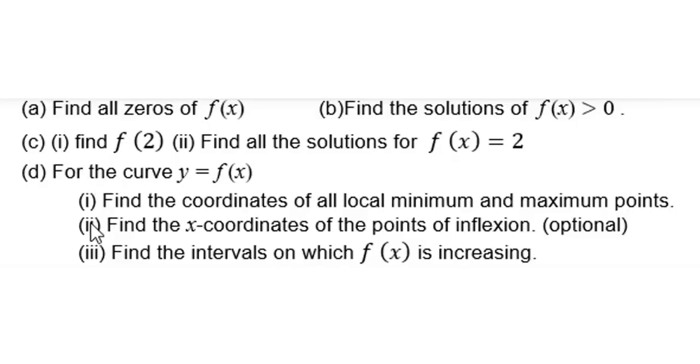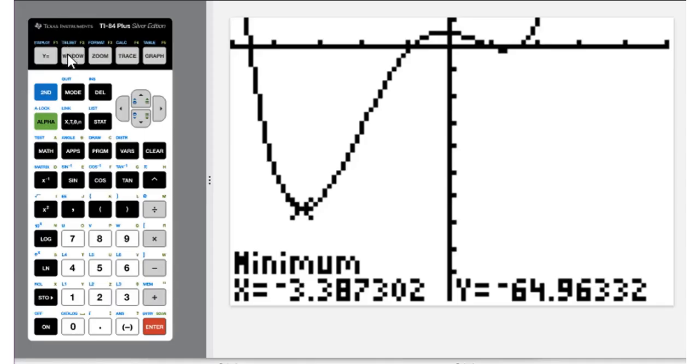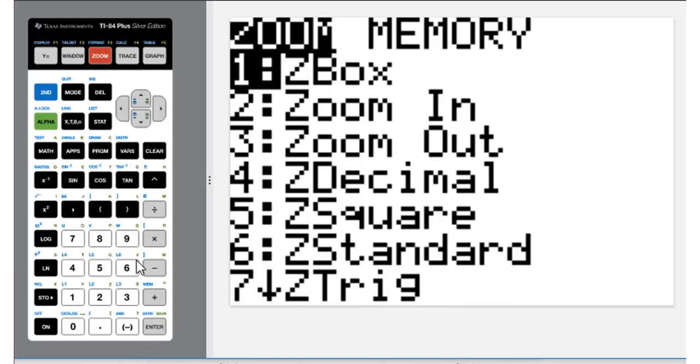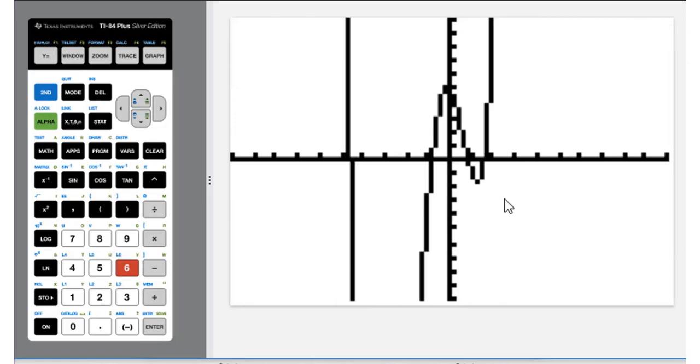Now let's go to second question for D. Find the x-coordinates of points of inflection. When inflection happens, it means the second derivative of this function equals 0. So let's go to Zoom. I put a 6. That's a standard window.